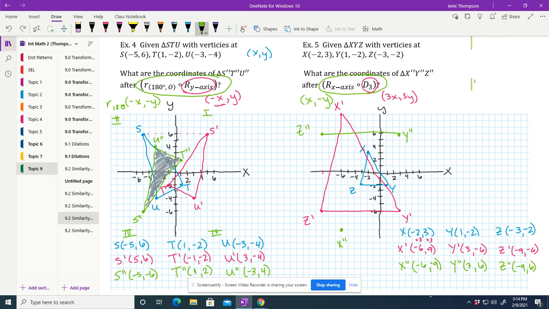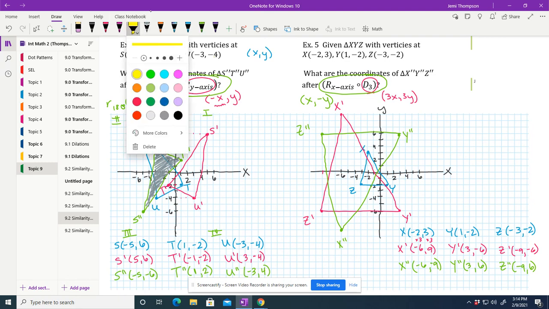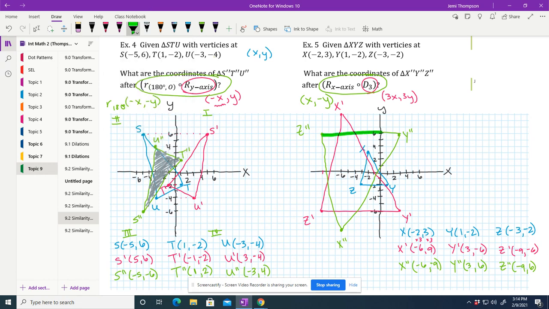Oh, missed my mark for sure. Okay, there's my final answer. Maybe I want to highlight it so it stands out. Okay. All right, and I've got my answers for my coordinates below.